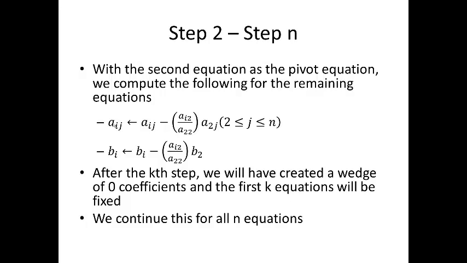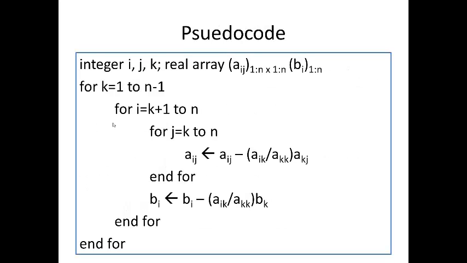One big assumption that we are making, though, is that the divisors are all non-zero. If there's a 0, we're going to get division by 0, and that's going to create a problem. But as soon as we've completed all n steps, that will end the forward elimination phase. So let's take a look at the pseudocode here. Here's the pseudocode for the forward elimination.